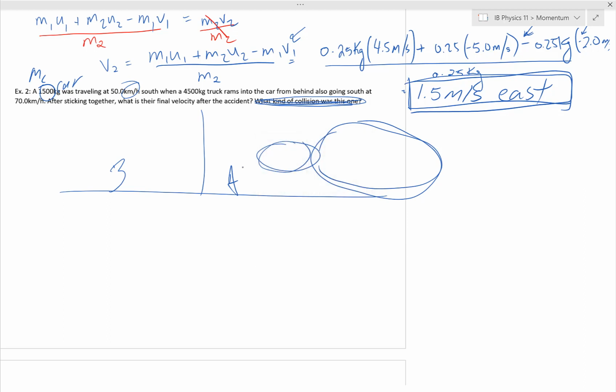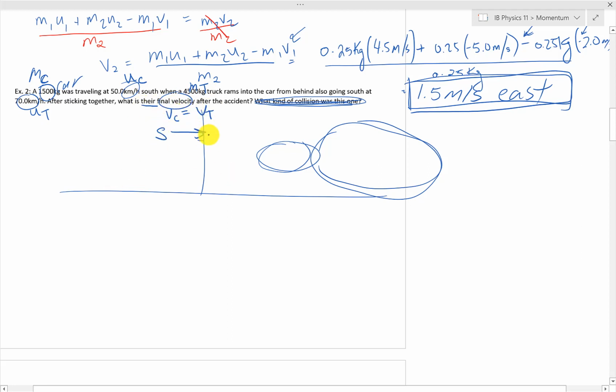Alright, now it's my turn to do the solutions. So we're going to draw the before and after diagram of the collision of these carts. So I'm going to label cart as C, truck as T for their masses and velocities respectively. And going south, we're going to label that as the positive direction.